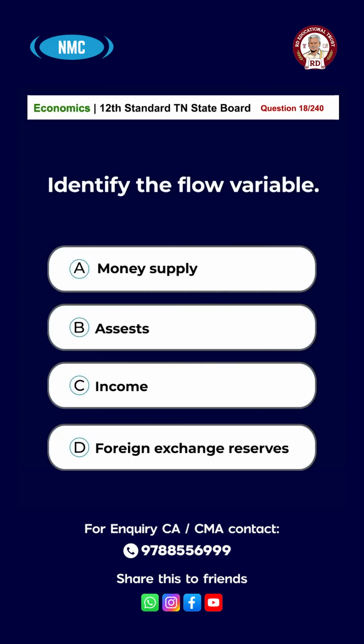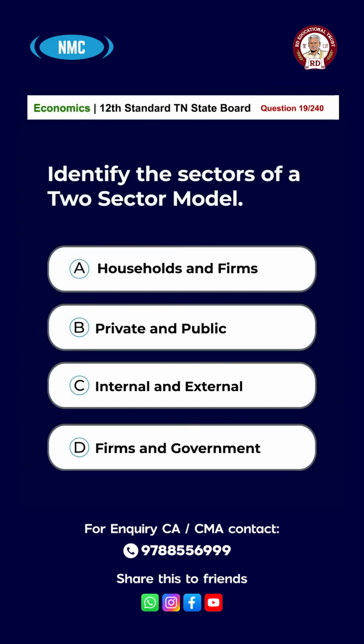Question number 18. Identify the flow variable. A. Money supply, B. Assets, C. Income, D. Foreign exchange reserve. The answer is option C, income.